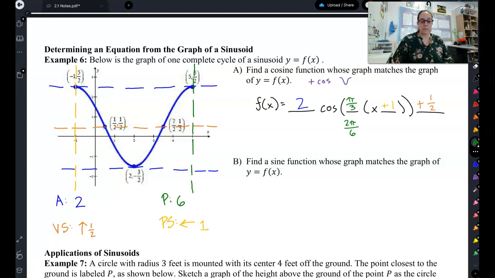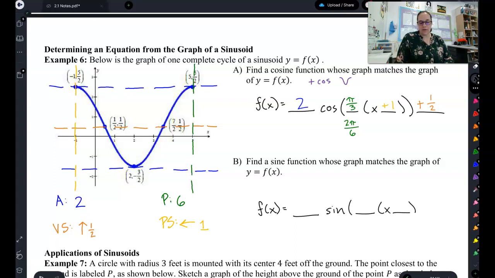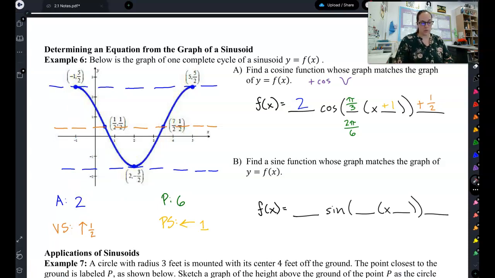Now, example 6b asks a very interesting question. It says, what if I actually want this to be a sine graph instead of a cosine graph? Because we know that they're the same graph, one has just been shifted side to side. So basically what we're going to do here is shift this graph to make it start as a sine wave.